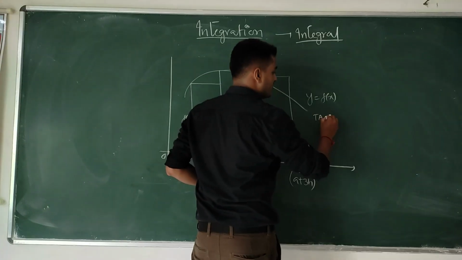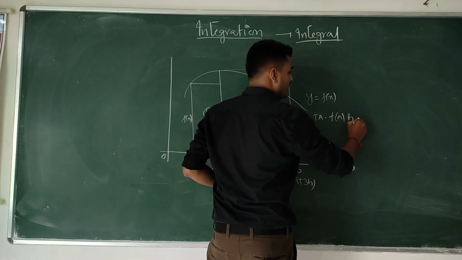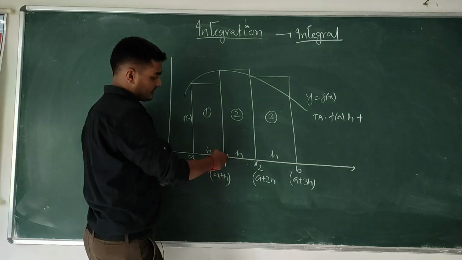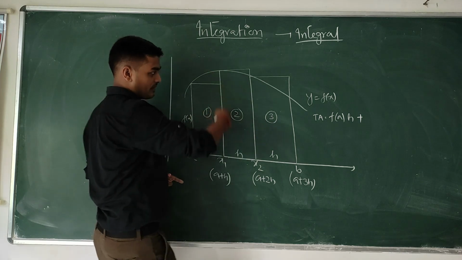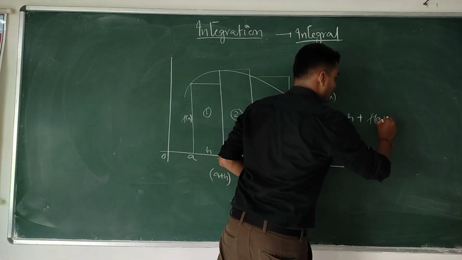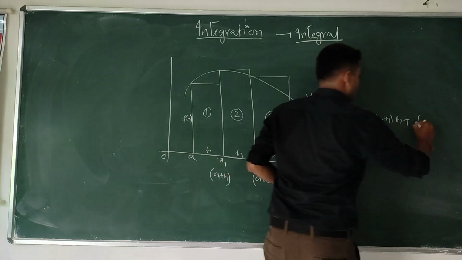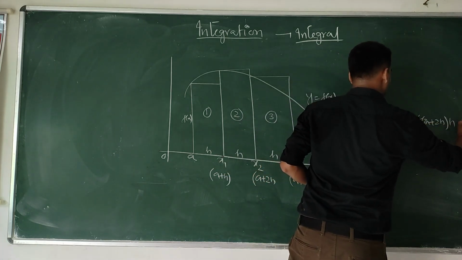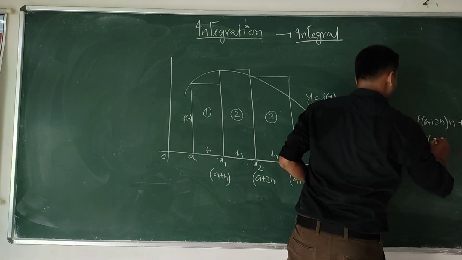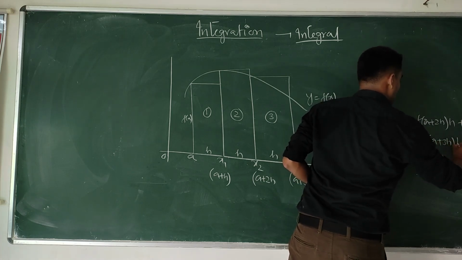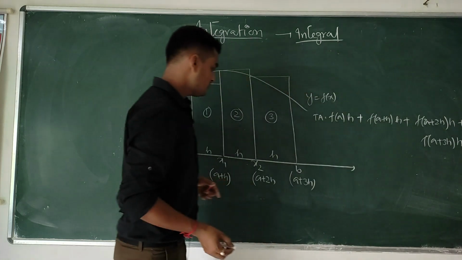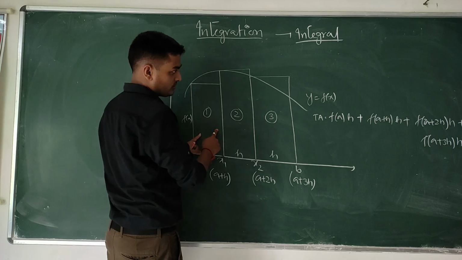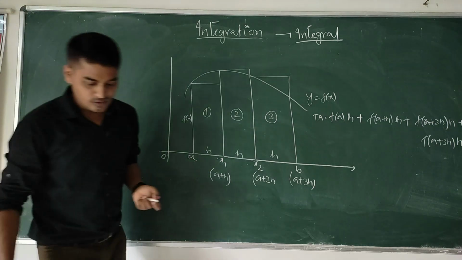So, total area is equal to f of a into h plus, correct? Then what is the length here? This one is f of a plus h. f of a plus h into h plus f of a plus twice h into h plus f of a plus thrice h into h. F of a plus h, you have got this one or no? Last term we will not get.